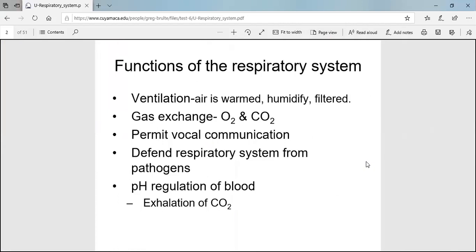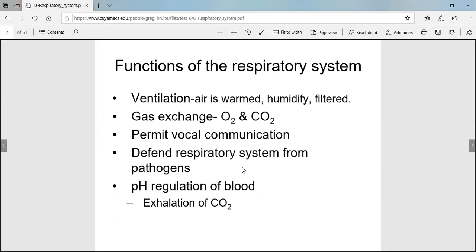Ventilation, the air is warmed, humidified, and filtered. You've got gas exchange, O2 and CO2. That's actual gases going across your epithelium inside of your lungs to your capillaries, and then back from your capillaries or blood to your alveoli. Vocal communication, obviously. You've got a lot of immune components inside the respiratory system because you're breathing in a lot of dust and pollen and germs and whatnot. Don't forget pH regulation of blood.